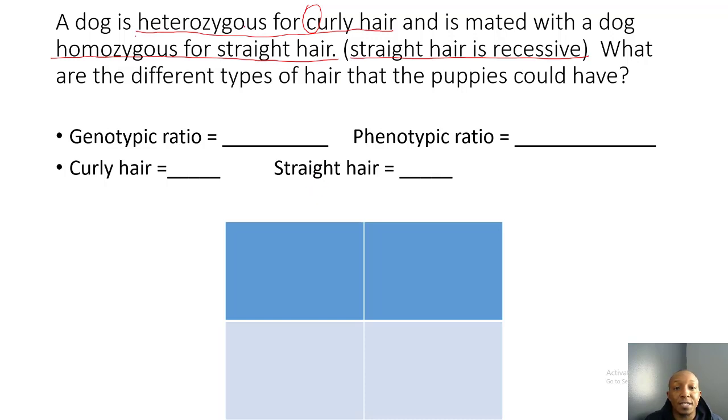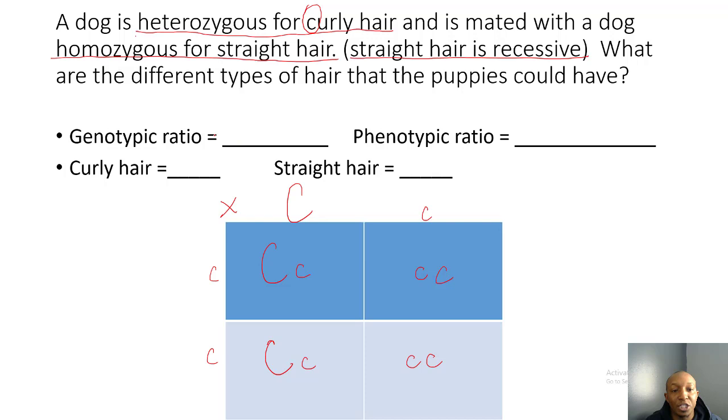So if it's a dog that's heterozygous for curly hair, we're going to have a big C and a small c. If they're homozygous for straight hair, remember straight hair is recessive, so we're going to have 2 small c's going along the sides. And then we're going to do our usual cross. So I'm going to cross my genotypes, big C, then little c, little c.